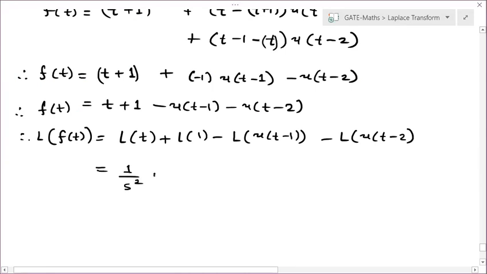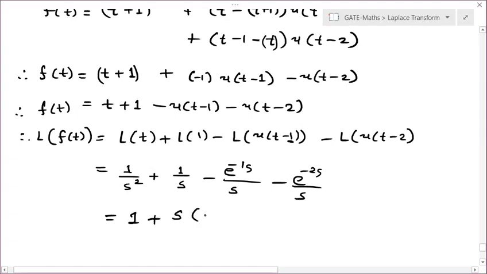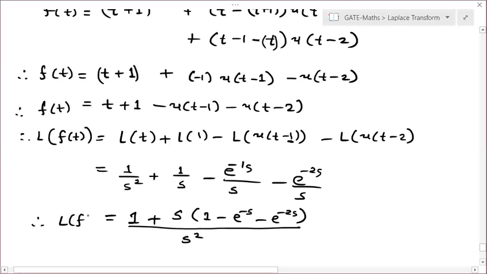Laplace of t is 1 upon s square, Laplace of 1 is 1 upon s, and this is e to the power minus as by s, where a is 1. Sorry, it is minus e to the power minus as by s only, my mistake. Same over here, e to the power minus 2s by s. So based on the option, you can choose your answer. If your option is in this form, this is your answer. If your option is a simplification, you can simplify this as well. So it can be (1 plus s) into (1 minus e to the power minus s minus e to the power minus 2s), whole divided by s square. So this is your Laplace of f of t.